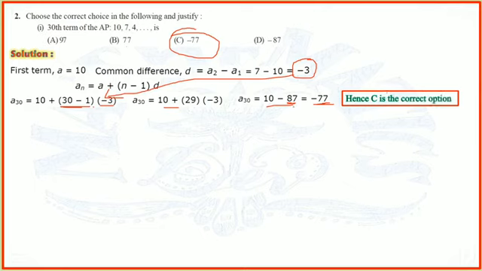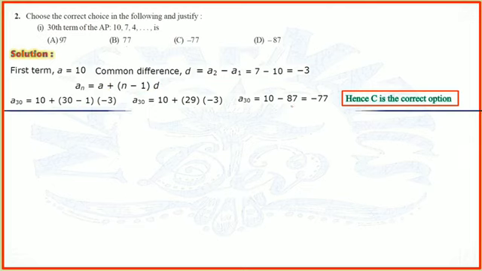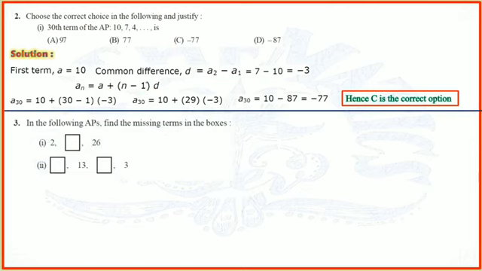So this is about question number 2. Next is part number 3 of this exercise 5.2. In question number 3, for the following APs, find the missing terms in the boxes. Here we have the first AP: 2, then a question mark, and then 26. In the second, we have a question mark, then 13, then a question mark, and 3 are given alternatively. So here this is the first term, second term, third term; and for the other, first term, second term, third term, and fourth term.